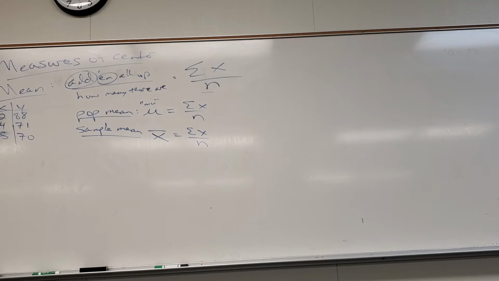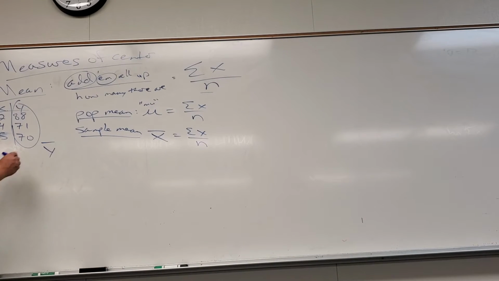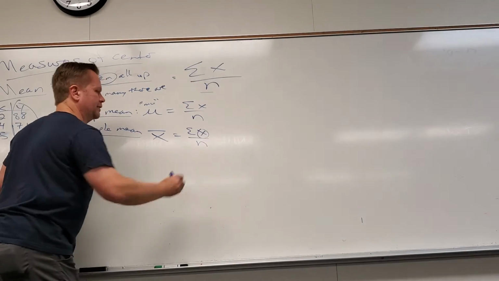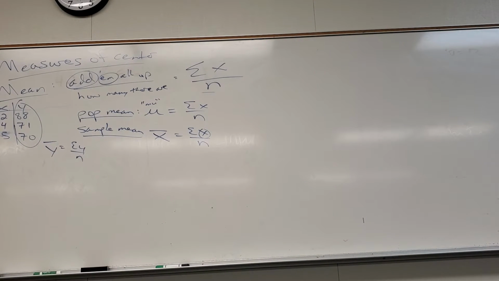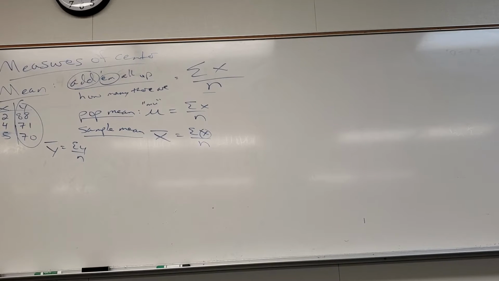So if I have more than one set of data, they're all going to have their own symbol. One's going to be X, one's going to be Y, and then I can have a Z if I want to, right? So if I want the average of these, that would be Y bar, and that would equal the sum of Y over N. So this little variable, just like in algebra, doesn't have to be X. That's the most standard basic one we use.